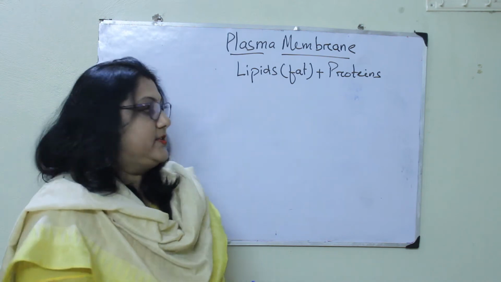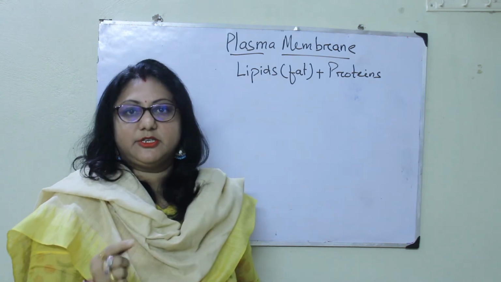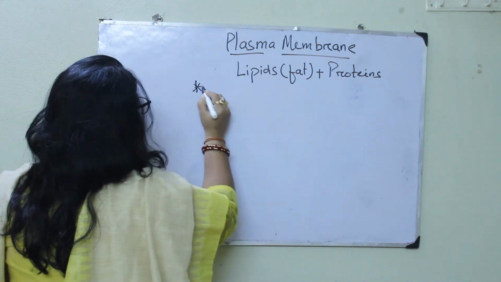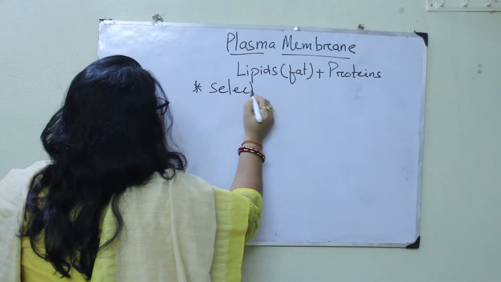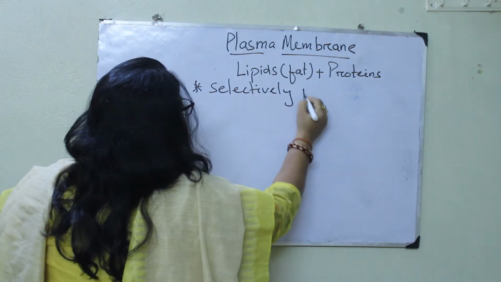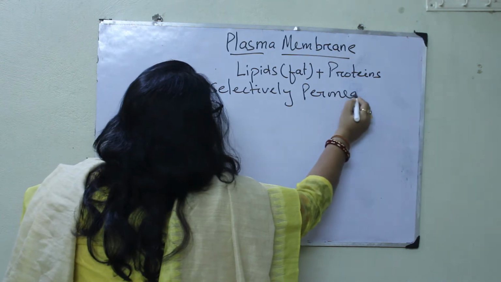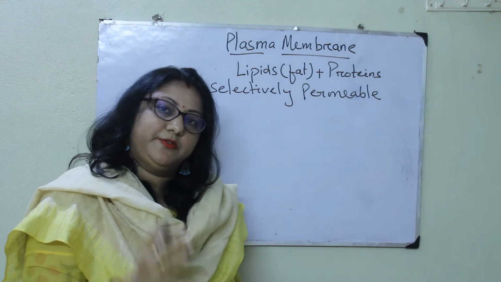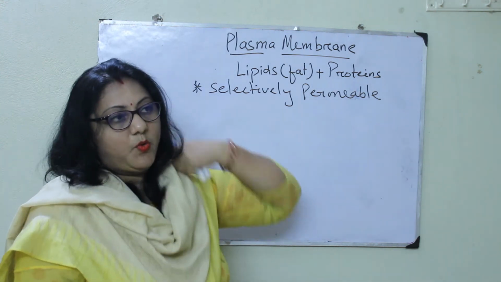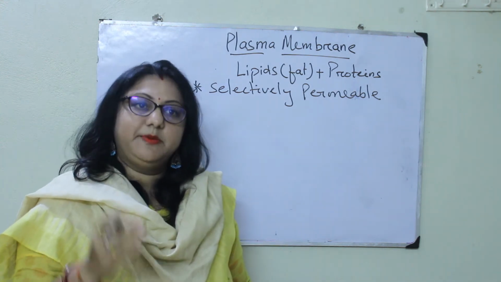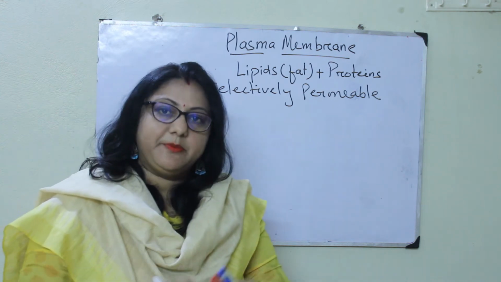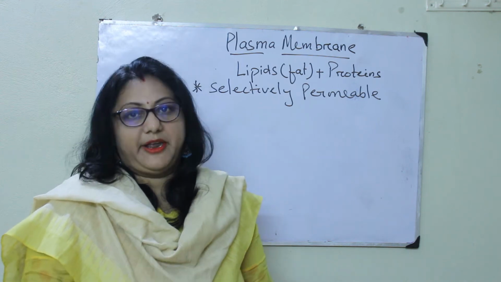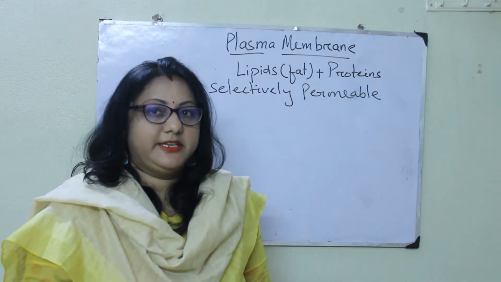That is the reason the first property exhibited by the plasma membrane is that it is selectively permeable. So this is the first property of the plasma membrane. Now, what does the sentence say? Selectively permeable. Permeability means what? Allowing certain molecules through a membrane. So that is the permeability property.